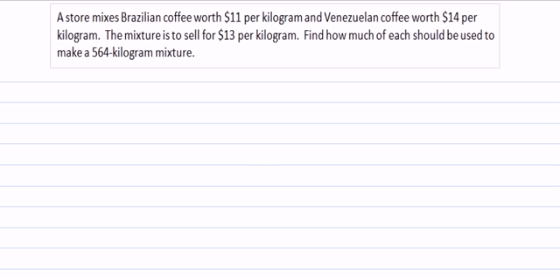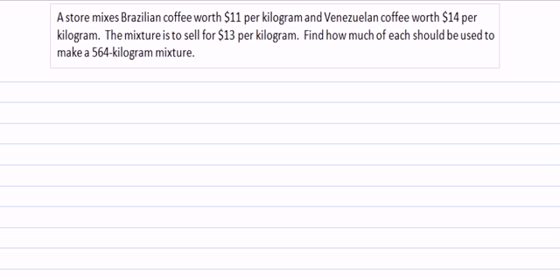Okay, it says in this problem that a store mixes Brazilian coffee worth $11 per kilogram and Venezuelan coffee worth $14 per kilogram. The mixture is to sell for $13 per kilogram. Find how much of each should be used to make a 564 kilogram mixture.